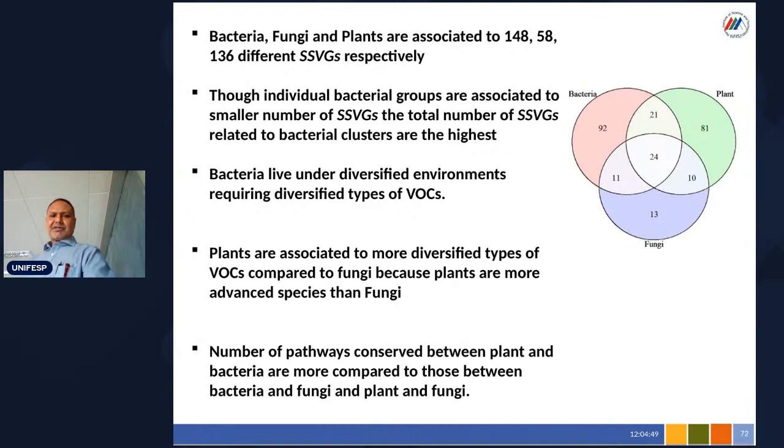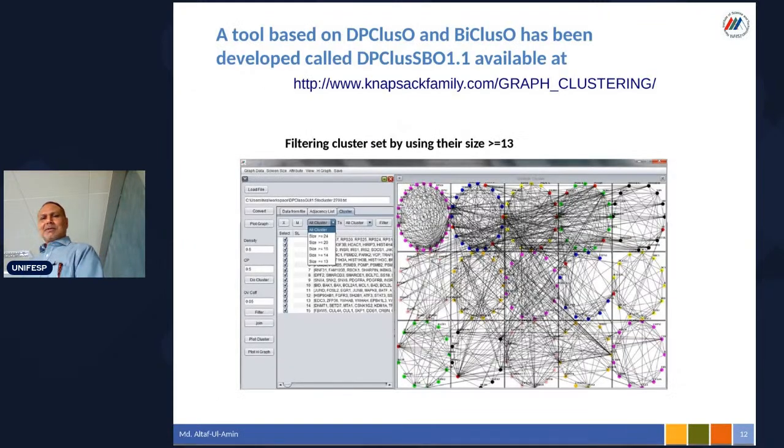A number of pathways converge between plant and bacteria. From here you can see that they are more numerous compared to those between bacteria and fungus and plant and fungus. So maybe we can somehow try to explain evolutionary theory from these findings.